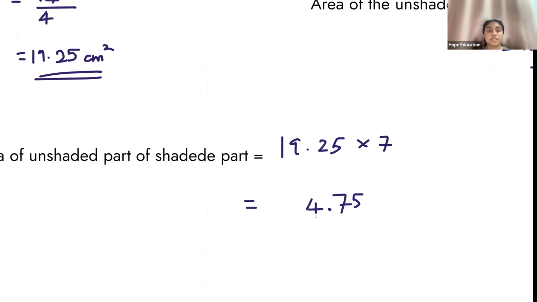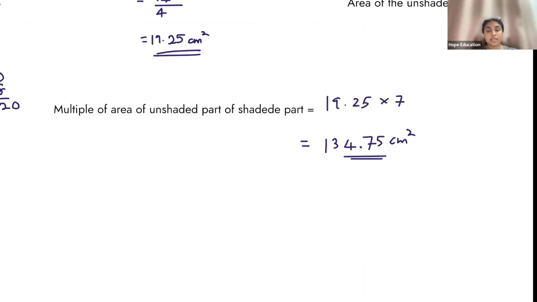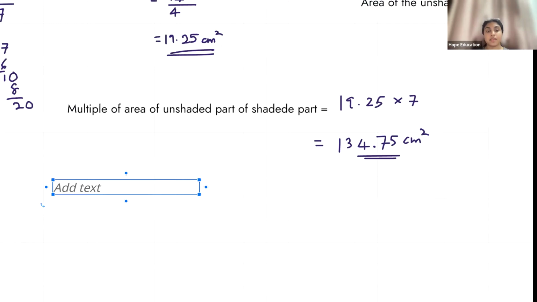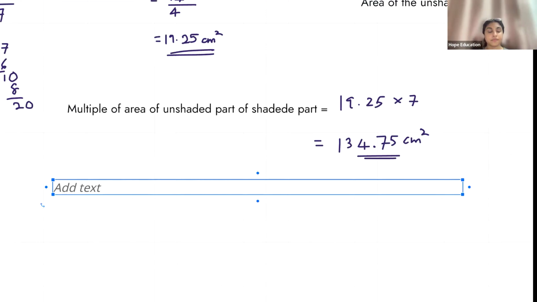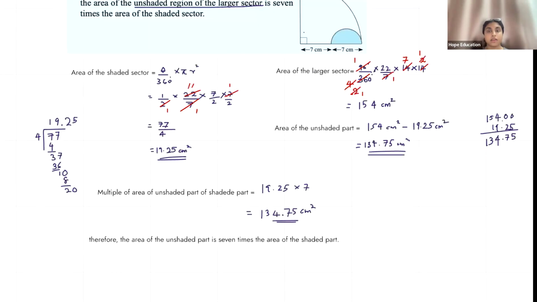So we can put a sentence at the end and write, therefore, the area of the unshaded part is 7 times the area of the shaded part. Is this clear to all of you? All right. 2 minutes for recorrections. Please make it fast.